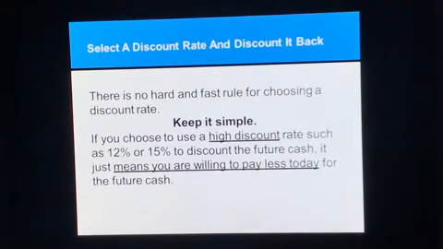So there is no hard and fast rule for choosing a discount rate. We will keep it very simple. If you choose to use a high discount rate such as 12% or 15% to discount the future cash, it just means you are willing to pay less today for future cash flows.